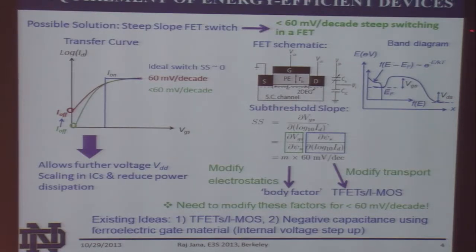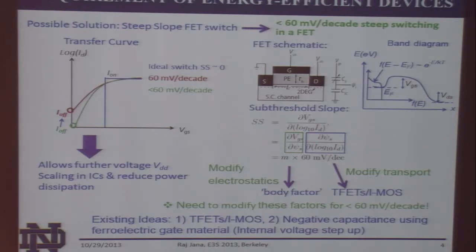And you can see the band diagram. This is the conduction band approach. The Fermi functions represent the source and drain contacts. In the literature, people have figured out that this energy efficient device is limited by the sub-threshold slope. The sub-threshold slope is the minimum gate voltage required to change the drain current per decade of drain current.